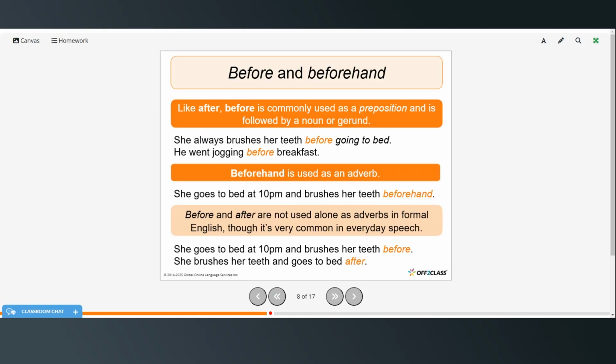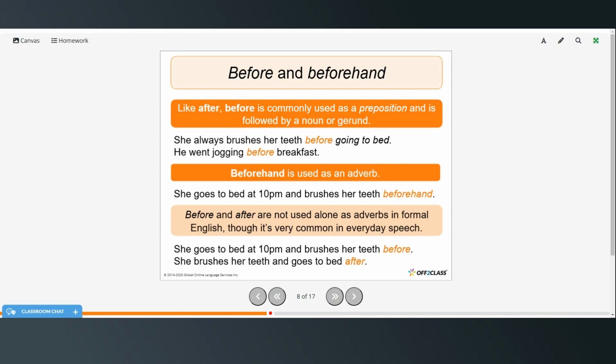So like after, before is commonly used as a preposition and is followed by a noun or a gerund. She always brushes her teeth before going to bed. He went jogging before breakfast. And beforehand is used as an adverb. She goes to bed at 10 p.m. and brushes her teeth beforehand.